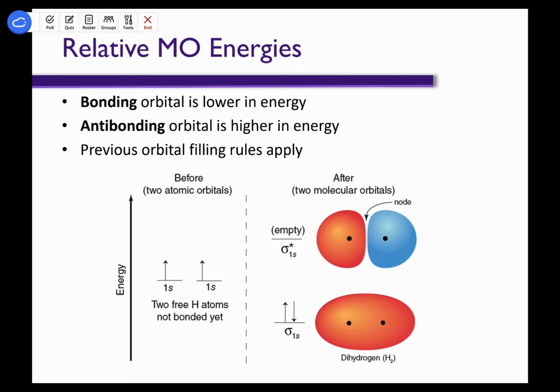So the energy of the molecular orbital of the sigma 1s orbital is stabilized. It's lower in energy. In contrast, the anti-bonding molecular orbital is higher in energy. That new node has formed. This is not as stable in energy for electrons to be in, so it has a higher relative energy.